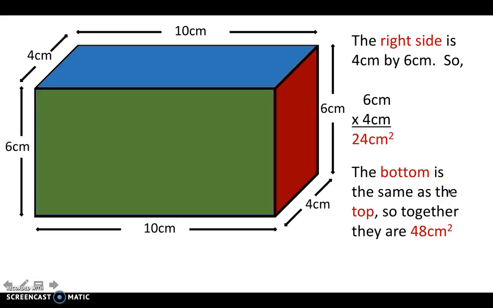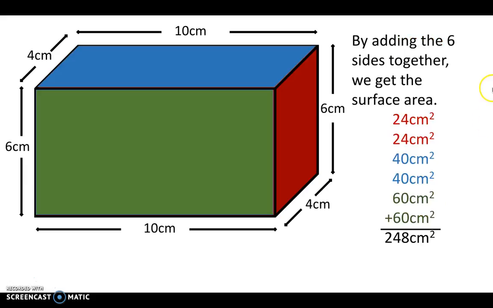Our last step is to add all 6 sides together. So we do that here on this page, and we get 24 centimeters from our right side, 24 centimeters from our left side, the one that's not visible, 40 centimeters from our top, another 40 from our bottom. Our front is 60 centimeters, and our back, which again we can't see, it'd be like if we could see through it, that back surface, is also 60 centimeters. And we add them all up. 4 plus 4 equals 8. 2 and 2 is 4, plus 4 is 8, plus 4 is 12, plus 6 is 18, and plus 6 is 24. So we end up with 248 centimeters squared.